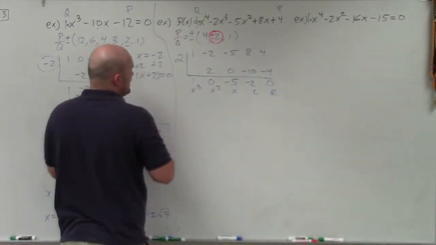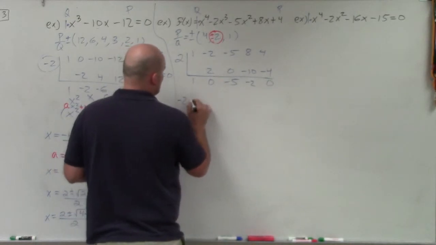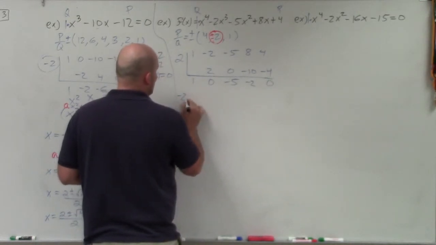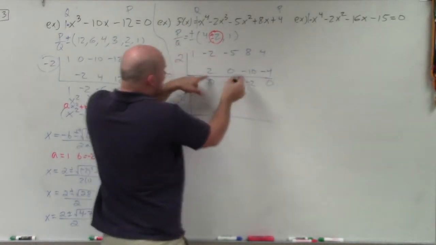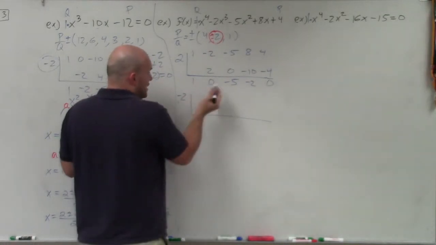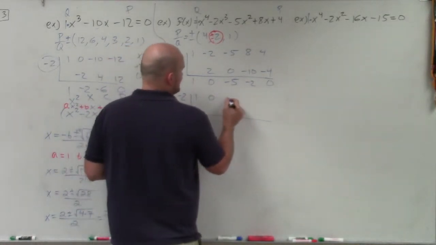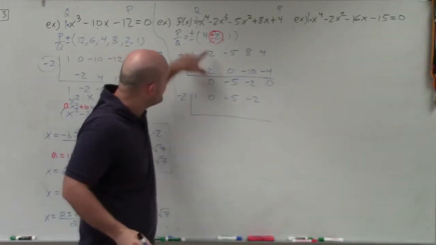So since I know negative 2 is a factor, I'm going to use synthetic division again. But rather than going back to my original coefficients, I'm now going to use the coefficients of the quotient of my other factor. So I'm going to use 1, 0, negative 5, negative 2. OK? I don't need to go back and use these.